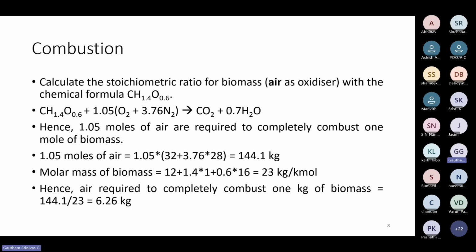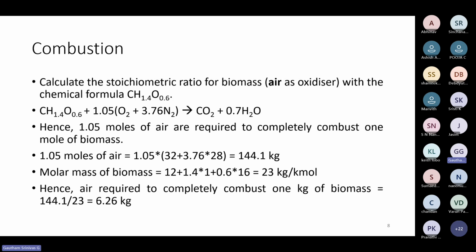So this one should be almost 5 moles of air because 1.05 times 4.76. But that's okay. For simplicity, I've written this as 1.05. Anyway, you can do it this way. You write down the equation and then 1.05 times the molar mass of O2 and N2, and calculate the total weight of the air.